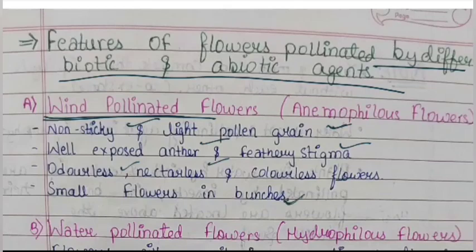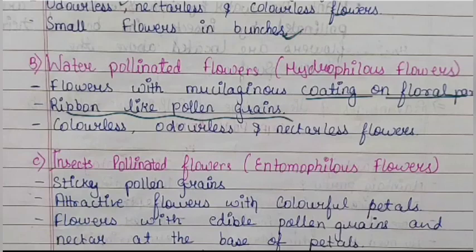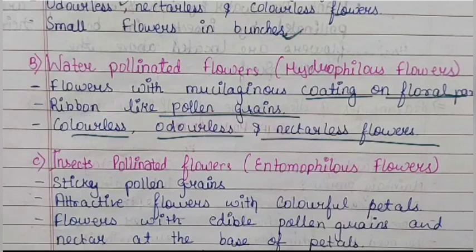When it comes to water pollinated flowers, a mucilaginous coat is present on the floral parts. The most important point here is that ribbon-like pollen grains are present. These flowers are also colorless, odorless, and nectarless. Now, in the case of insect pollinated flowers, these flowers have sticky pollen grains, attractive flowers with colorful petals, and flowers with edible pollen grains, and nectar is present at the base of the petals.